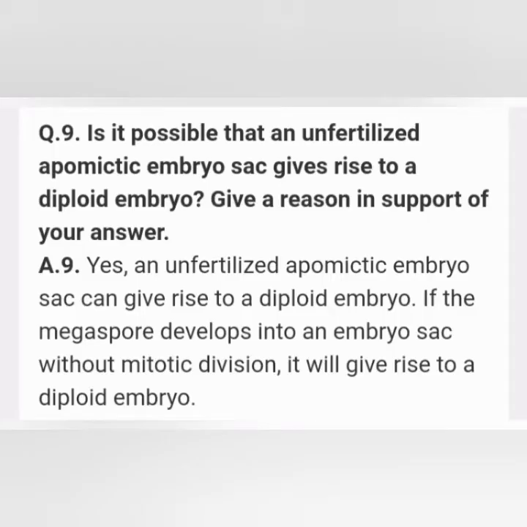Questions from Reproductive Botany. 1. Mark questions. Question. Is it possible that an unfertilized apomictic embryo sac gives rise to a diploid embryo? Give a reason in support of your answer. Answer. Yes. An unfertilized apomictic embryo sac can give rise to a diploid embryo. If the megaspore develops into an embryo sac without meiotic division, it will give rise to a diploid embryo.